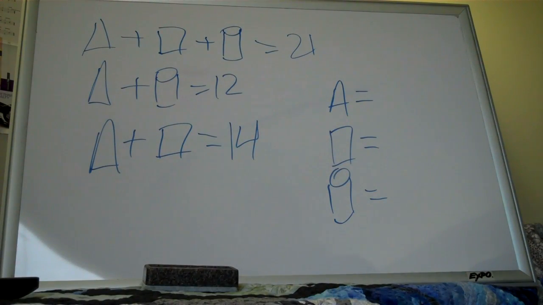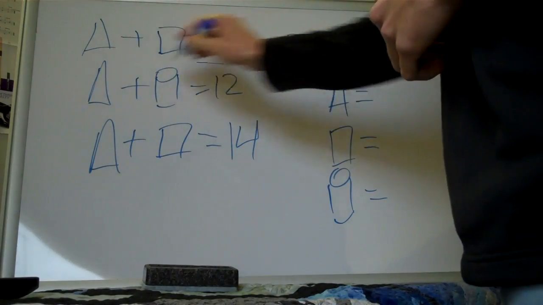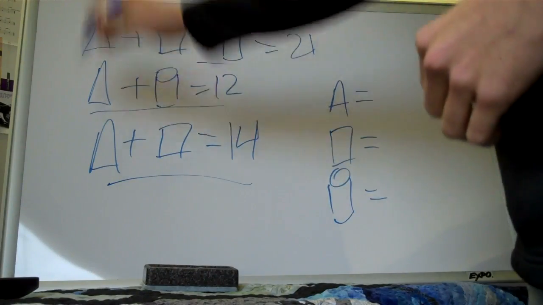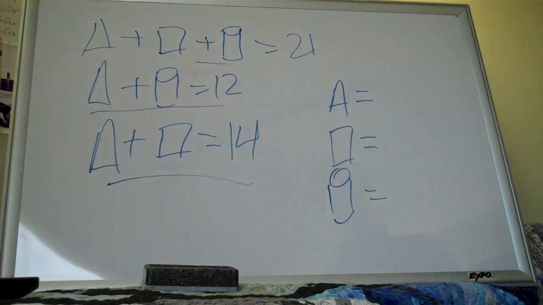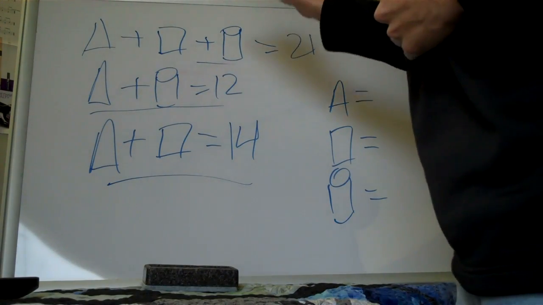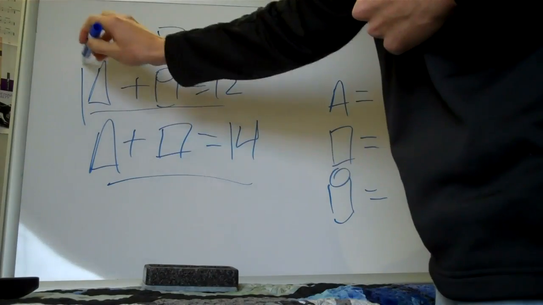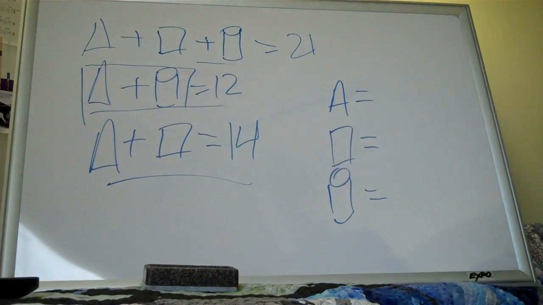So this first problem, algebraically speaking, you have different shapes that add up to these different numbers. And what you call this is a system of equations. This is an equation, that's an equation, that's an equation. You use all three in order to come up with an answer for each of the shapes. Now, we can see that triangle plus cylinder is equal to 12.